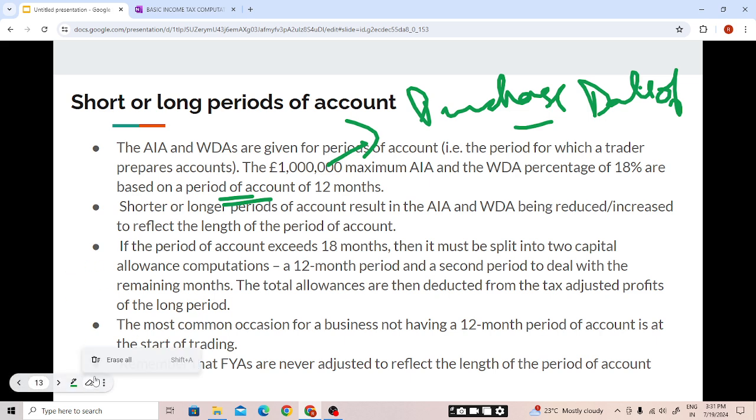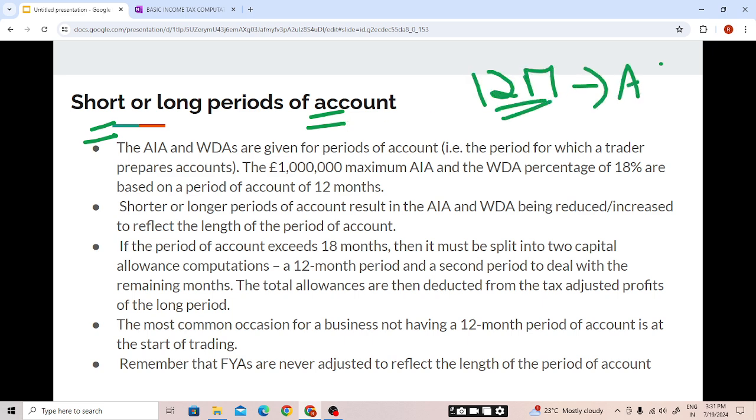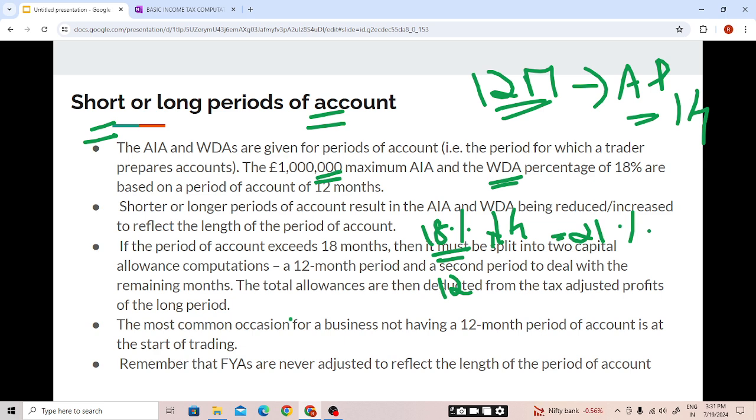If you purchase at the end date, the whole 18% for the whole 12 months period will be calculated. If you purchase at the start, also 12 months allowance will be calculated. So short and long period of accounts means the accounting period for which the books are prepared is not 12 months. If it is more, then the AIA needs to be adjusted and the WDA percentage also needs to be adjusted. This WDA percentage is for 12 months. If my accounting period is 14 months, students, then 14 divided by 12, you need to use 21%. I hope this is clear.